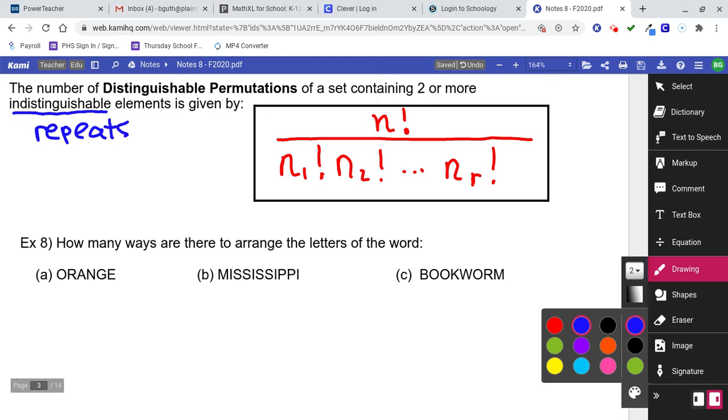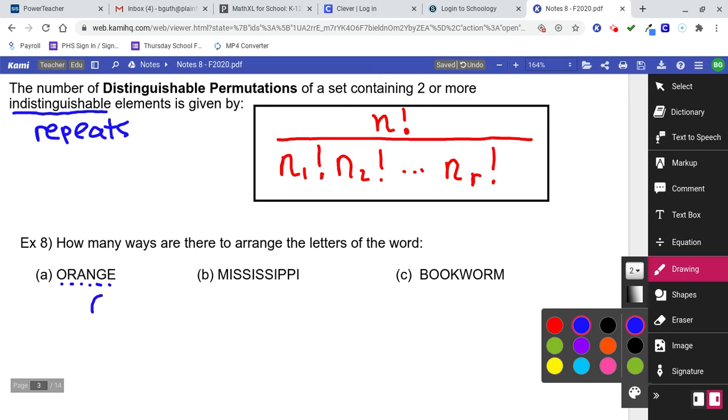So if you look at example 8, it says, how many ways are there to arrange the letters of the word? Well, we've already done a problem like that. I see 1, 2, 3, 4, 5, 6 letters. And so it's like a blanks problem where you could do a factorial. The answer is going to be 6 factorial. But we can use the distinguishable permutations formula if we want to, and it would work something like this.